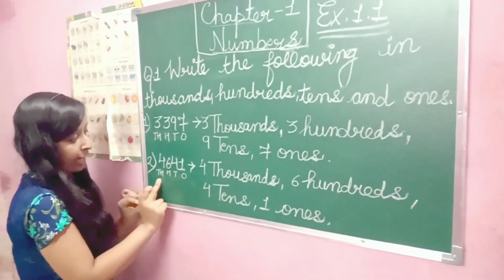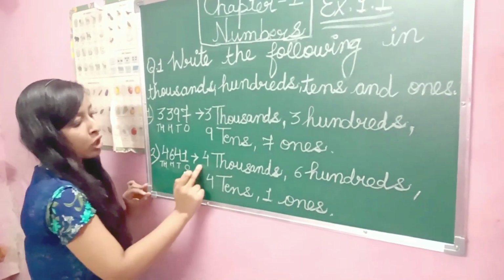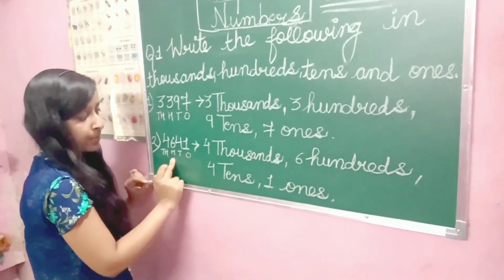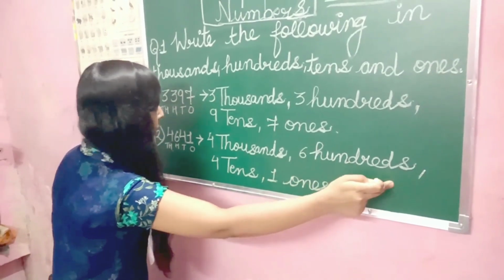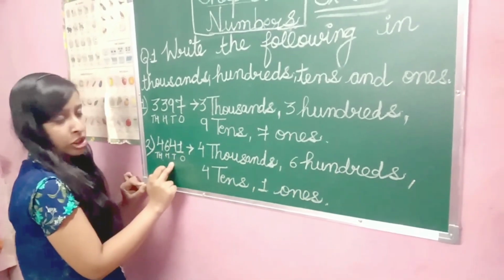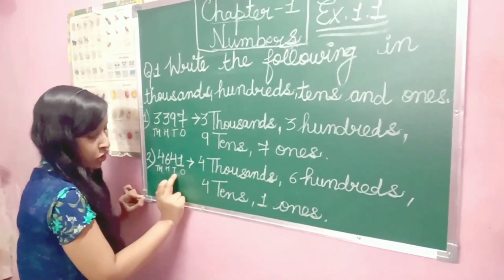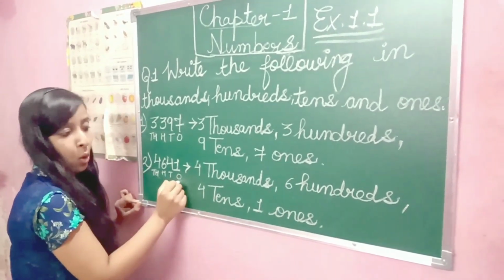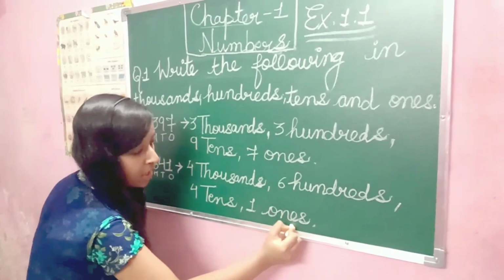4641. 4 at which position? Thousand place. So 4 thousands. 6 at which position? Hundreds place. So you have to write 6 hundreds. 4 at which position? It is at tens position. So you have to write 4 tens. 1 at which position? Ones place. So you have to write 1 ones.